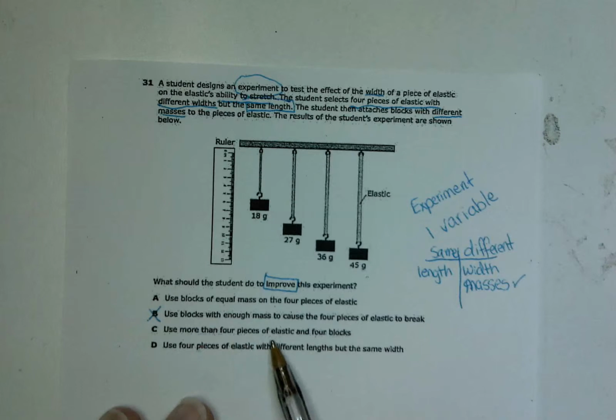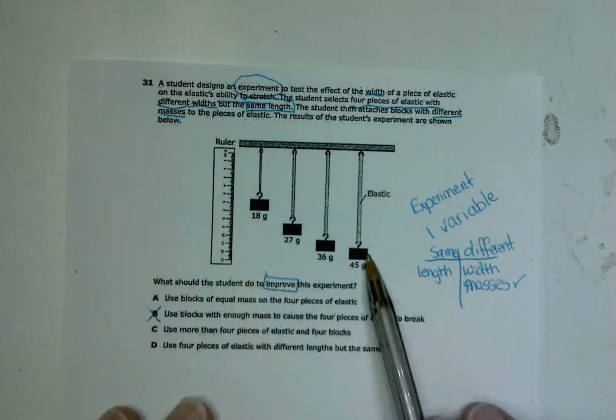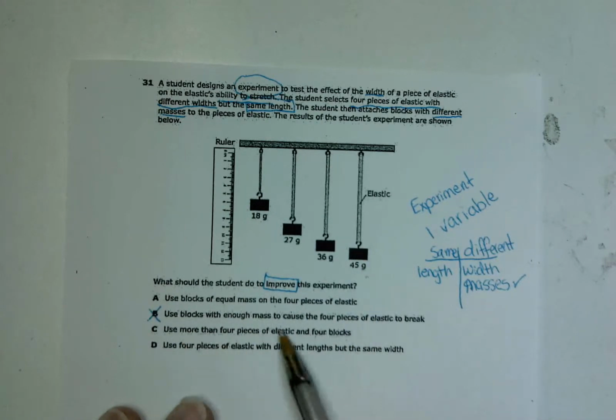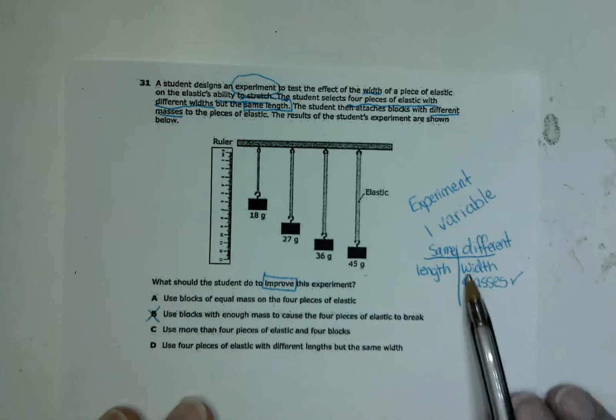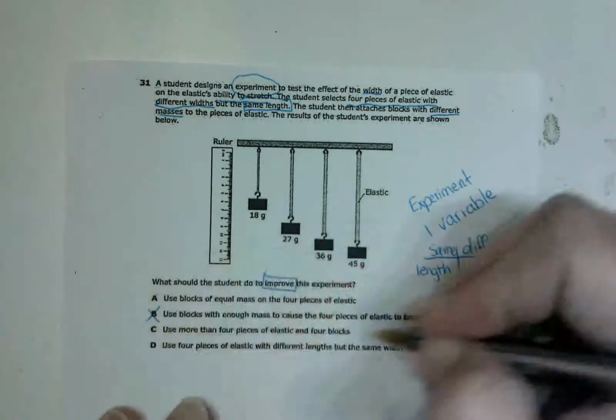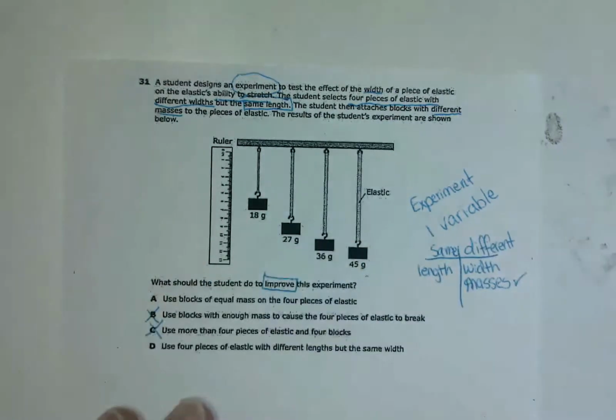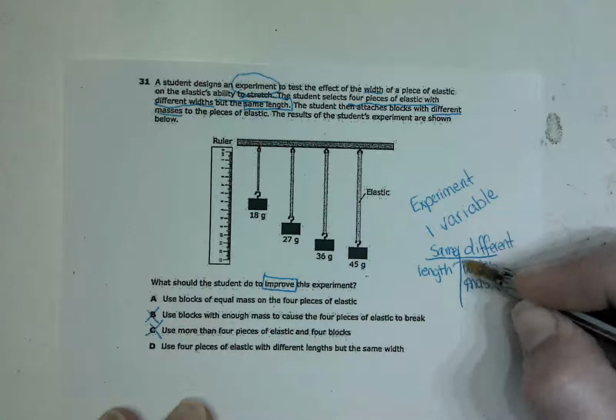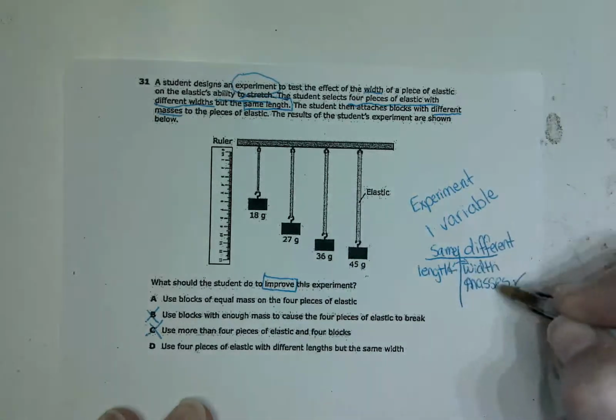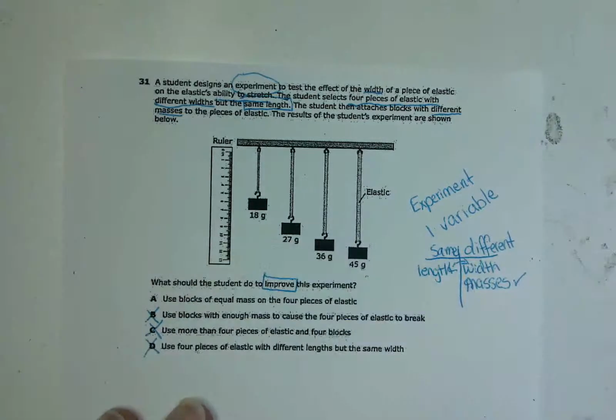Use more than 4 pieces of elastic and 4 blocks. I think 4 is an adequate number. And we weren't testing to see where it broke. And this doesn't change anything. We would still have the 2 variables there. We would just have it on more pieces, so no. And use 4 pieces of elastic with different lengths, but the same width. So in this case, they're talking about switching these 2. And in that case, we would still have 2 variables, which is unacceptable.